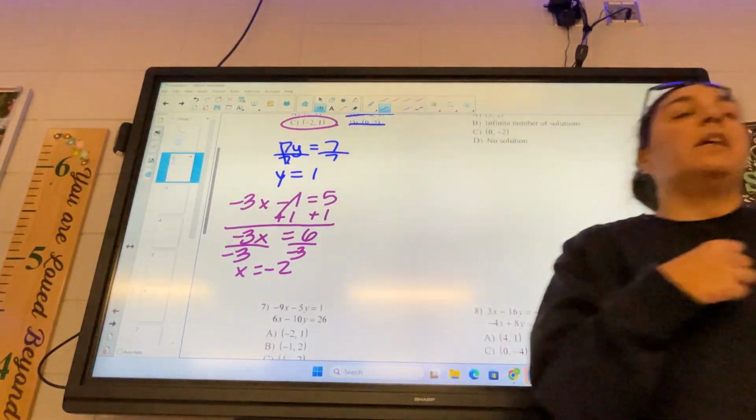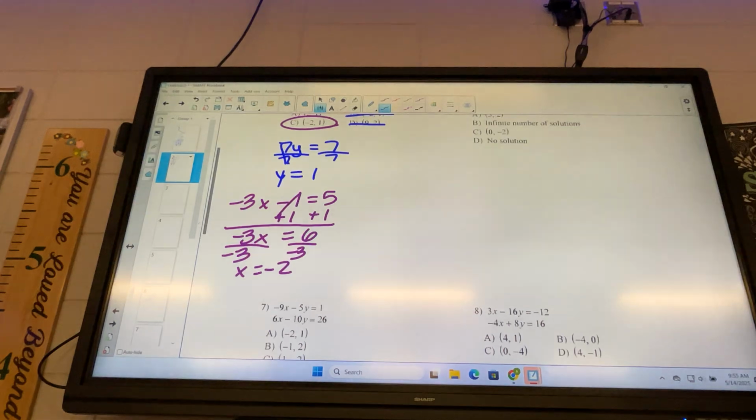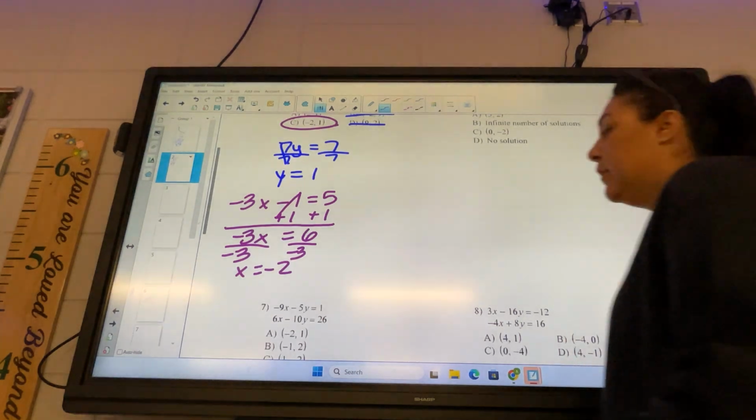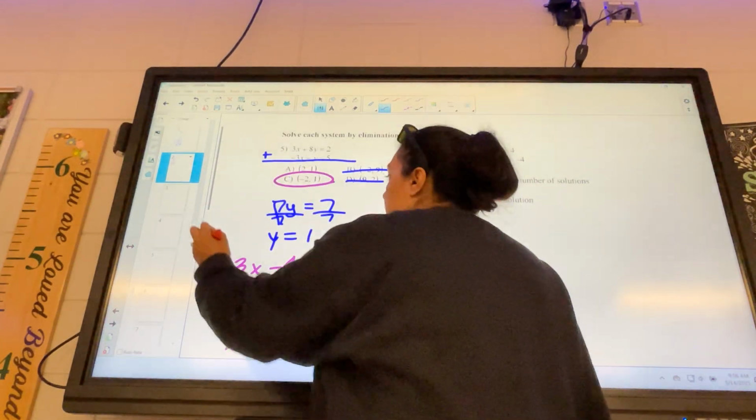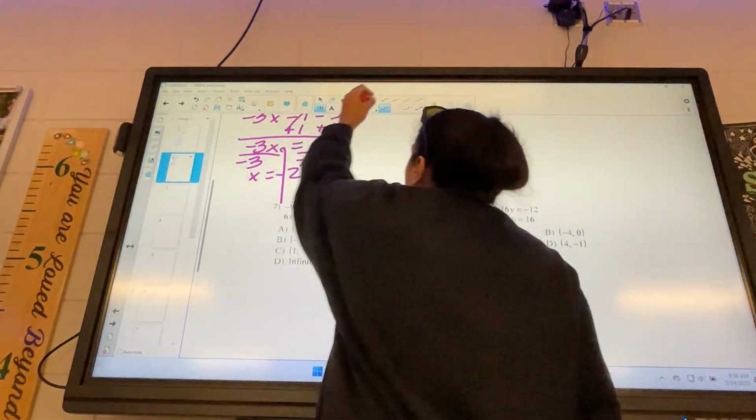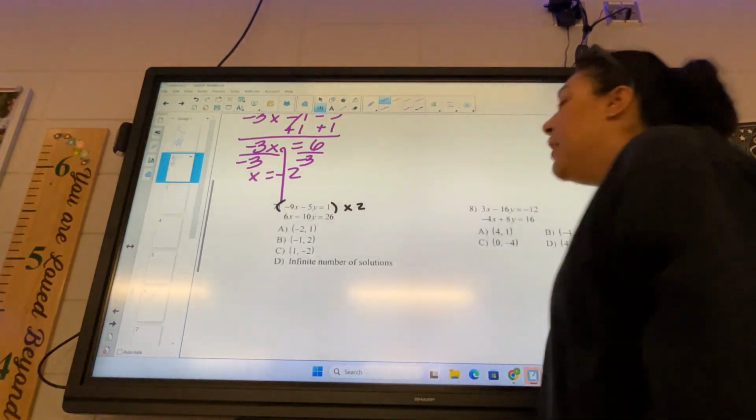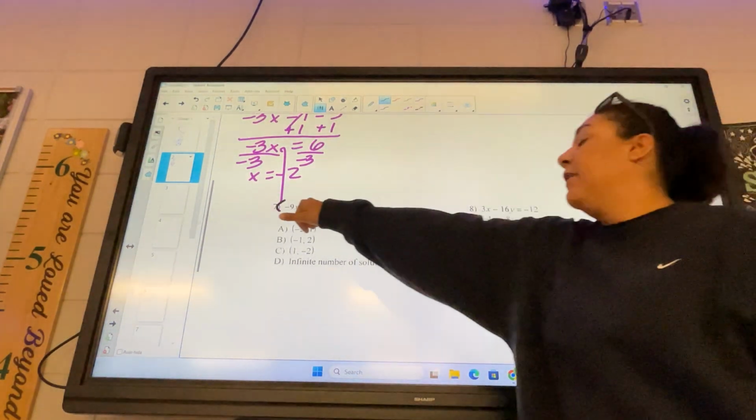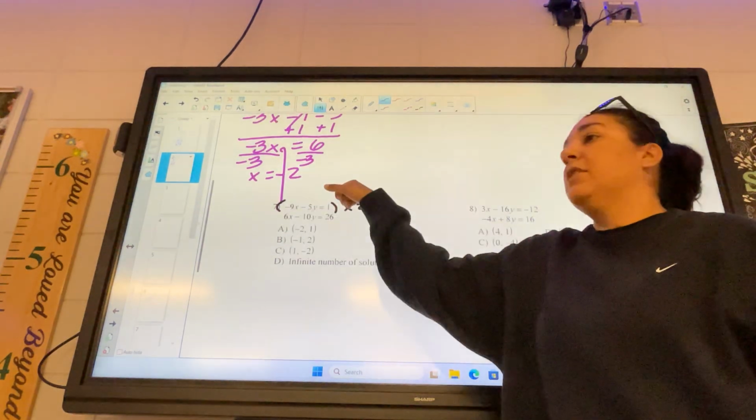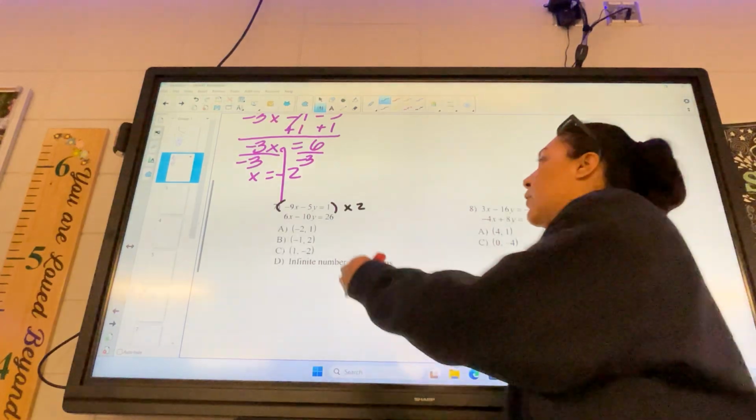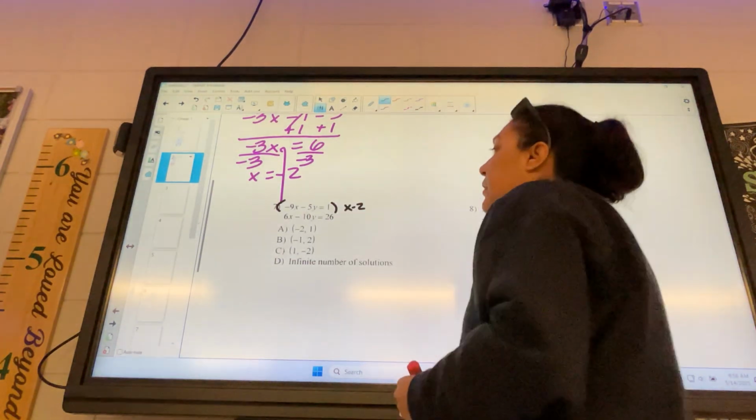And I got a 5 and a 10. Which one's smaller? 5, so that means the top one is the one that needs multiplied. 5 times what would give me 10? 2, okay? So we're going to multiply this one by 2. Okay, and then we have to look at the signage. Right now I have a negative 5 and a negative 10. So does this need to be negative or positive? It needs to be negative, okay? Because we want the signs to be different.